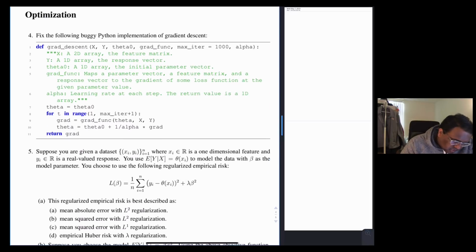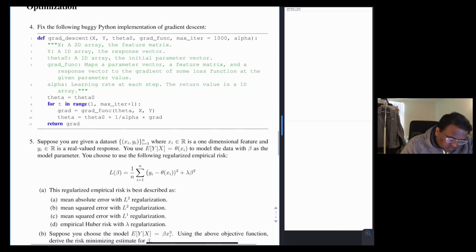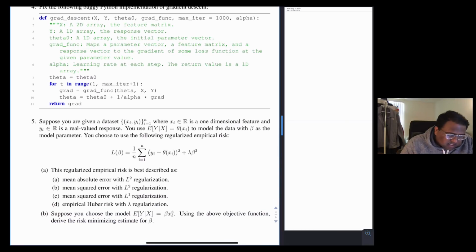So taking a look, first we initialize theta to be our initial guess, theta naught. That's fine. For t in range, essentially maximum iterations plus 1, that's fine. The gradient is what we get when we call the gradient function on the current value of theta and x and y, that's fine. And so there are 2 mistakes with this implementation.